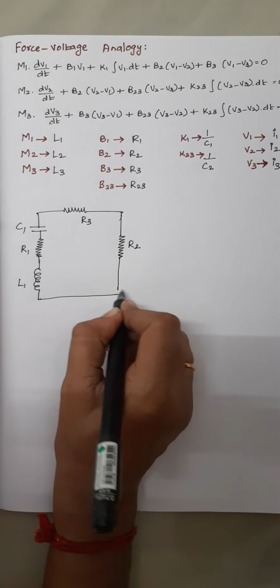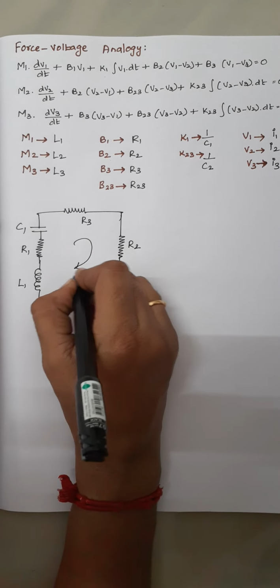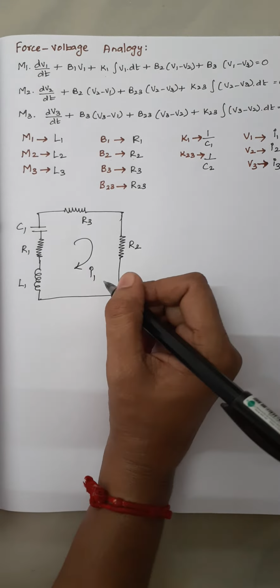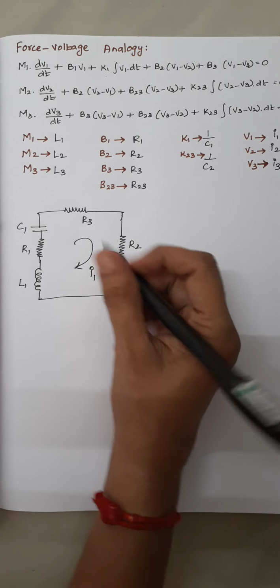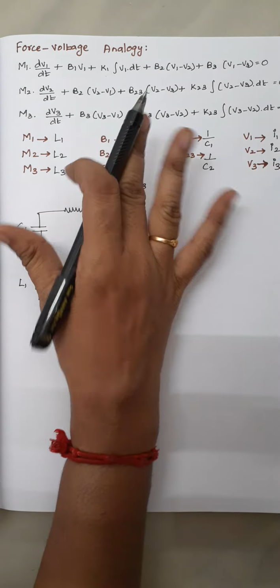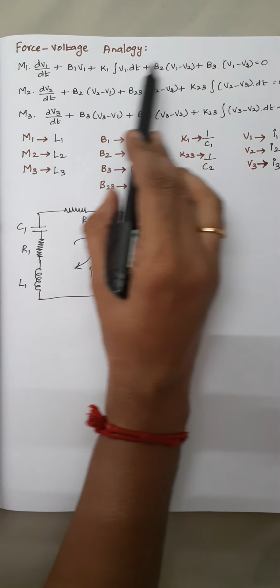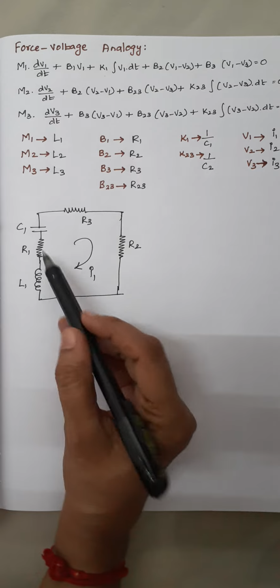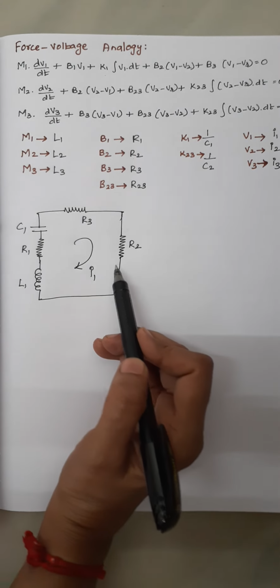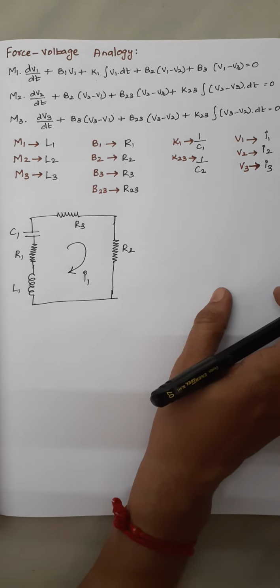So this is your first loop, and let the current flowing through this first loop be I1, right? This expression consists of 5 parts. So your first loop consists of 5 elements, 1, 2, 3, 4, 5, and here also 1, 2, 3, 4 and 5, right? Now consider your second expression.